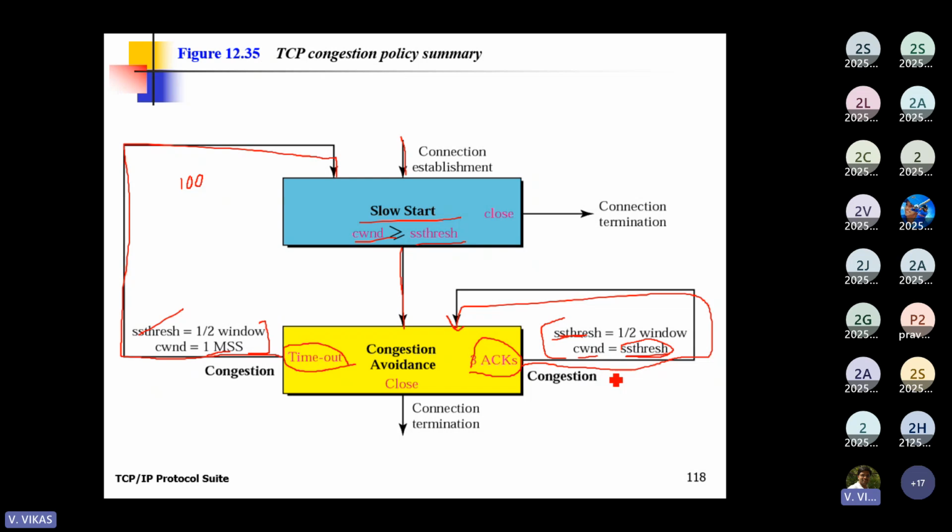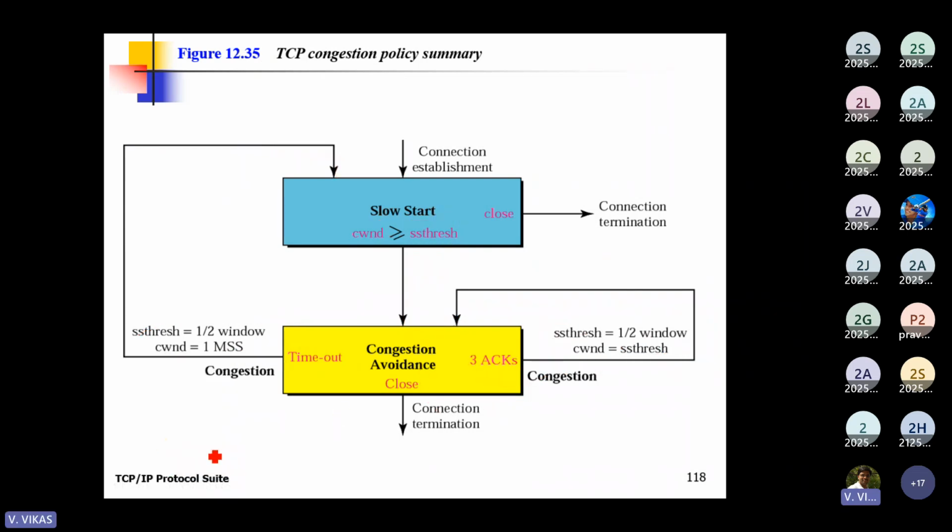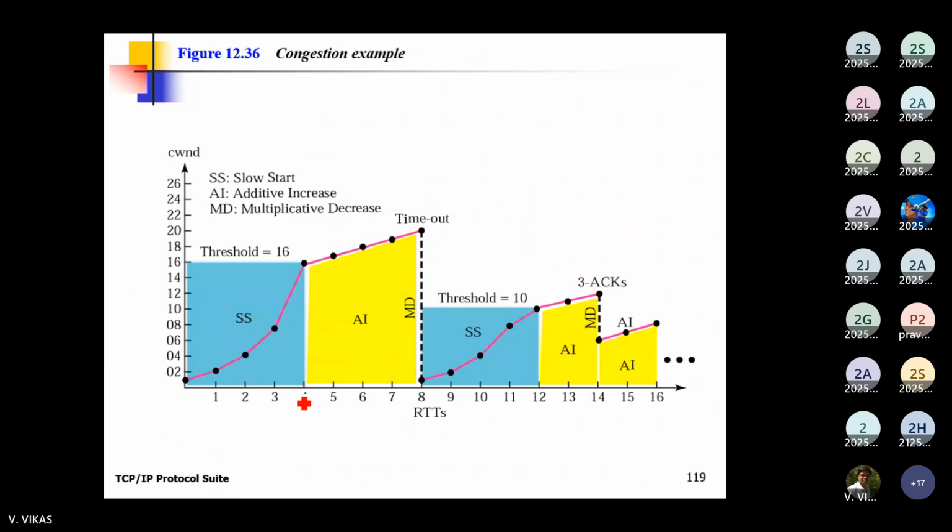So we can continue with congestion avoidance, but with new values. Timeout is a strict congestion policy, and 3 duplicate acknowledgements is moderate, taking into consideration that the issue is only for a temporary duration. Understood, everyone? Yes, sir.